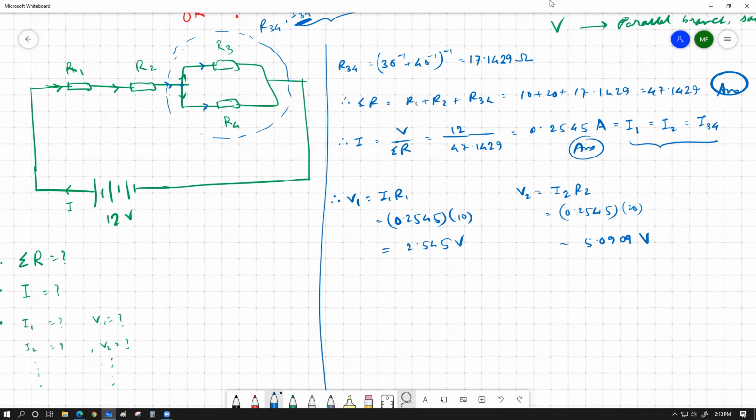We are done calculating for R1 and R2 because we have also calculated the I1, I2. So this is also one of our answers, this is also one of our answers, and this is also one of our answers. So I'm double underlining them to label them.